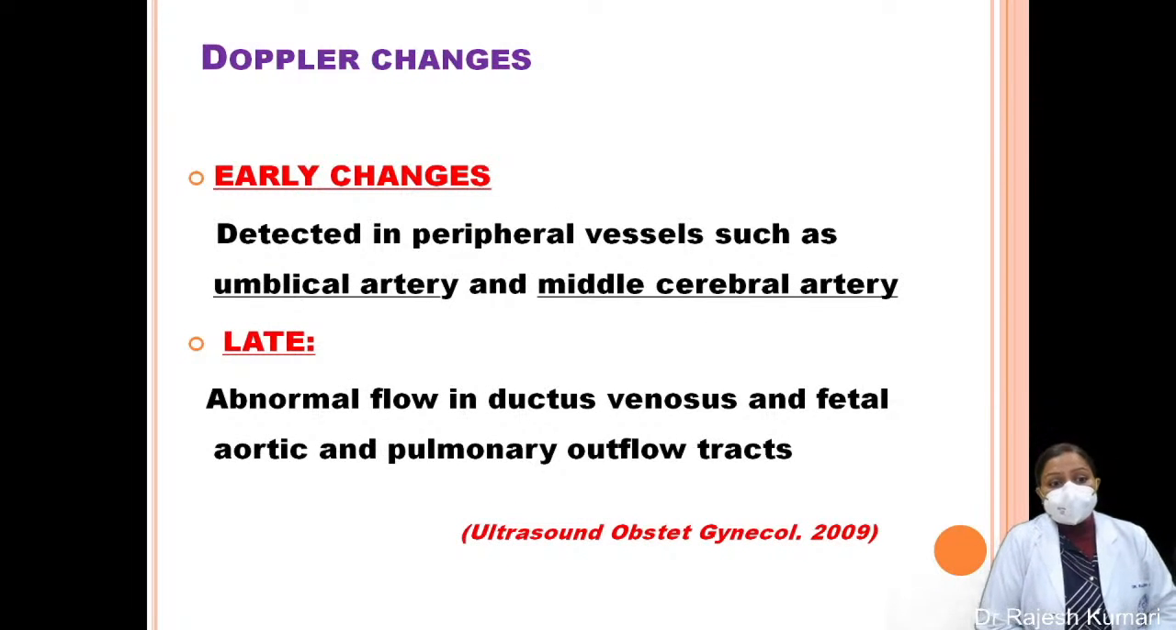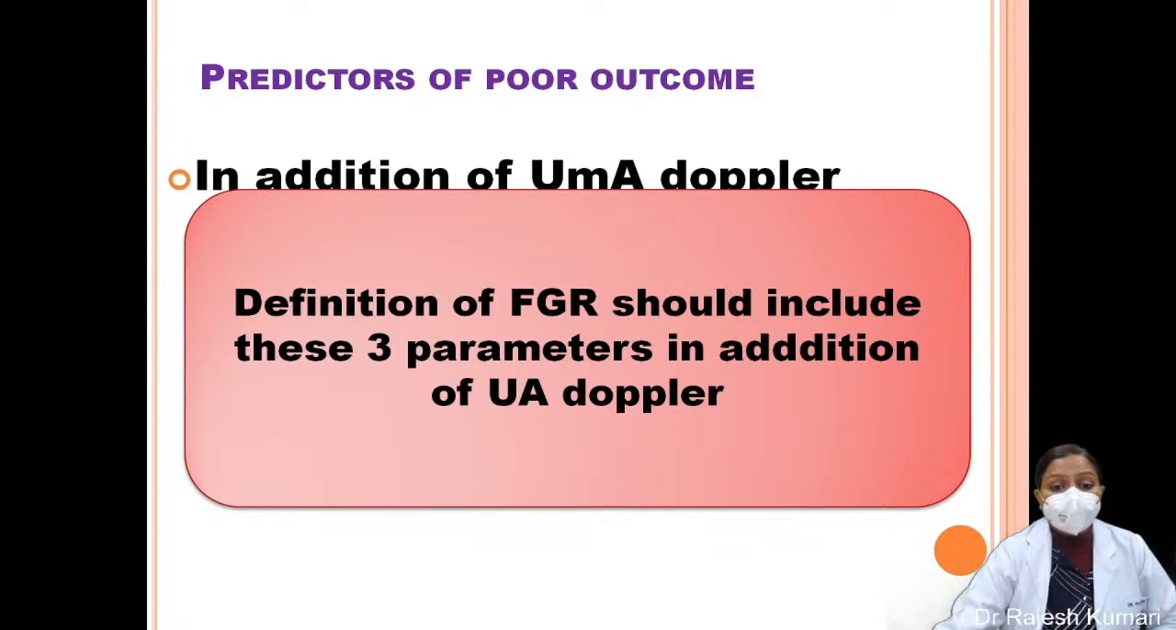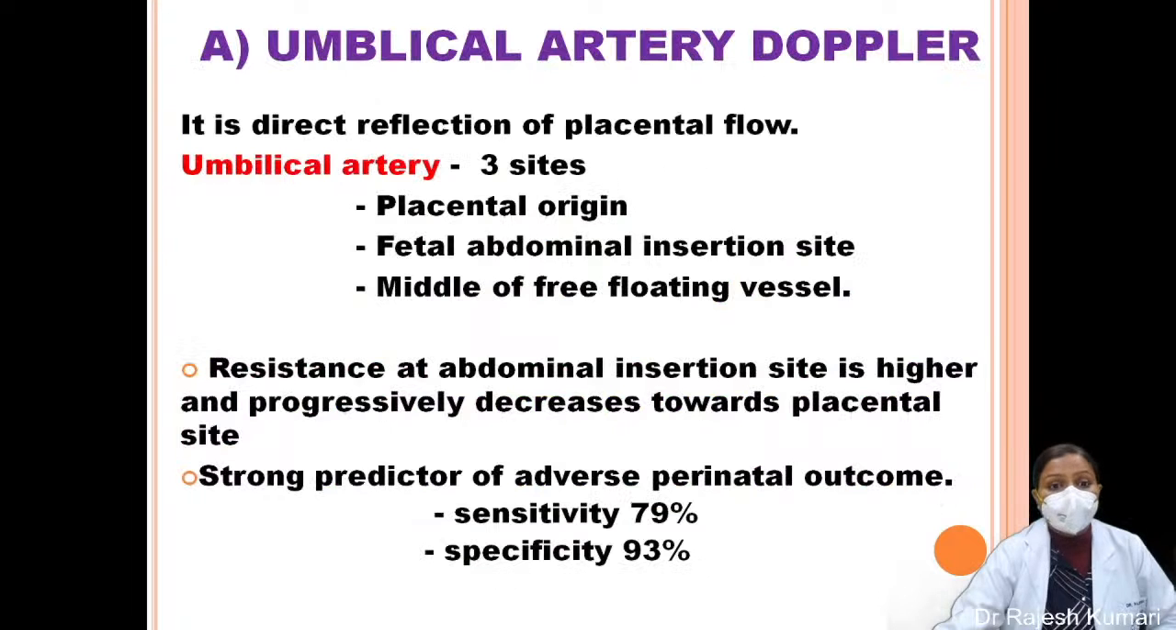Early Doppler changes are detected in peripheral vessels such as umbilical artery and middle cerebral artery. Late Doppler changes can be detected in abdominal flow in ductus venosus and fetal aortic and pulmonary outflow tract. Predictors of poor outcome, in addition to umbilical artery Doppler, are cerebral-placental ratio, uterine artery Doppler, and estimated fetal weight less than 3rd percentile, irrespective of CPR and uterine artery Doppler. So, the definition of FGR should include these 3 parameters in addition to umbilical artery Doppler.